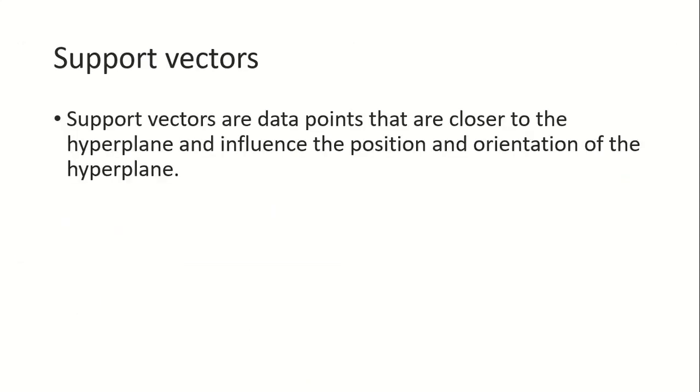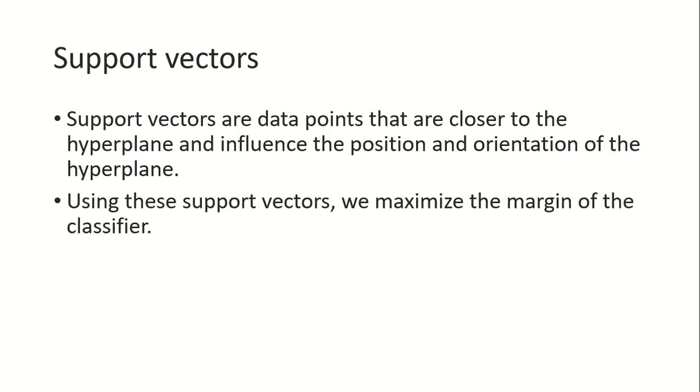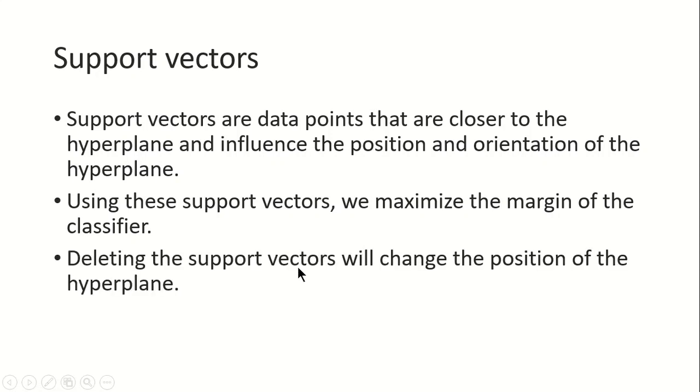Okay, and support vectors are data points that are closer to the hyperplane and influence the position and orientation of the hyperplane. So based on these support vectors, we are actually adjusting our margins or the orientation of the hyperplane. Okay, using these support vectors, we maximize the margin of the classifier. Deleting the support vectors will change the position of the hyperplane, of course. Okay, so when we remove one of the support vectors, the margin will be different.